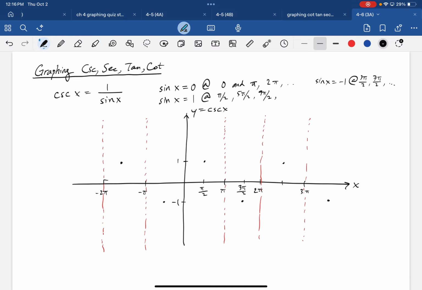A sine function would normally look like this, right? See how smooth my sine graphs are compared to yours, right? No, none of this stuff, right?